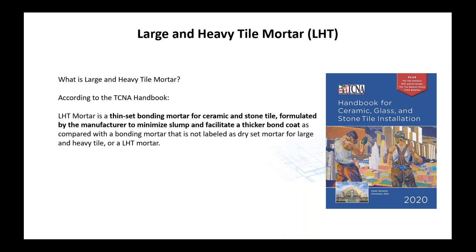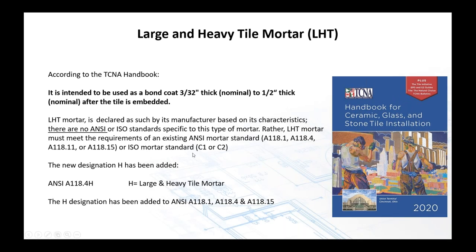So according to the 2020 TCNA handbook, LHT mortar is a thin bonding mortar for ceramic tile and stone formulated by the manufacturer to minimize slump, facilitate a thicker bond coat as compared to the bonding mortar that's not labeled as dry set mortar for large and heavy tile or LHT mortar. This definition was not changed in 2020, even though we did get the mortar designation H in 2019. It wasn't done quick enough. It just missed it, that's all.